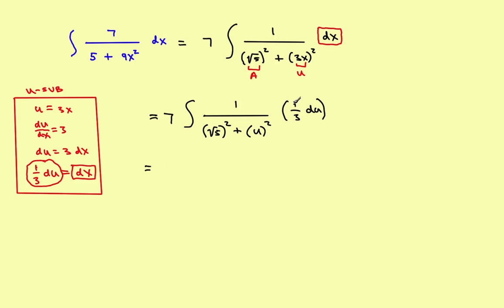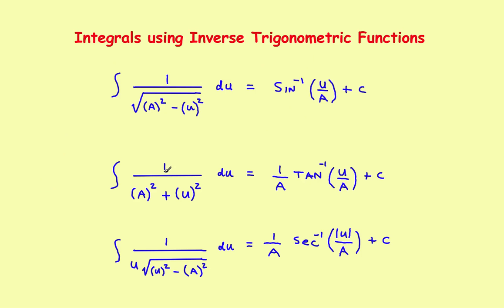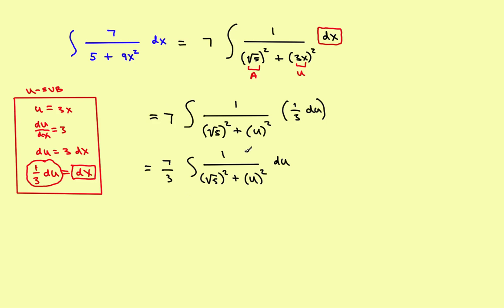Okay, next thing. Go ahead and take this 1/3 and bring it out in front, which will give you 7/3 times the integral of 1 over, and again in the bottom you've got the square root of 5 squared plus u squared du. Okay, now you went through all of that to turn this into the form that it agrees with. So what you needed was 1 over something squared plus something squared, and now you've got that in this form right here.